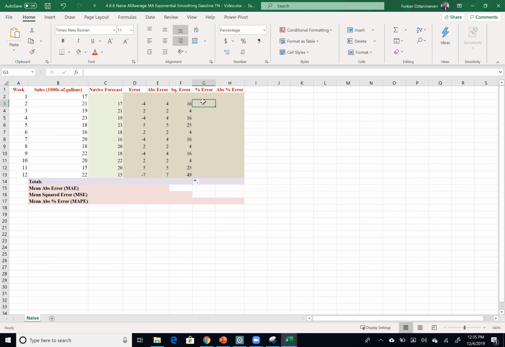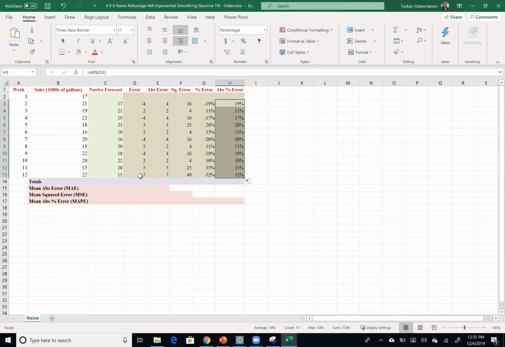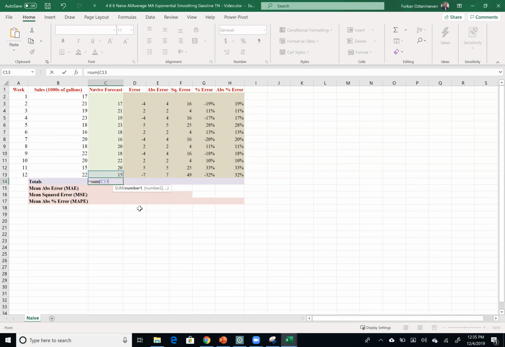And I can calculate my percent error, basically my error, -4 divided by sales, real sales. And you can see that I'm underestimating the reality by 19%. So I can drag it down. And I can calculate the absolute value with the ABS function again, which will convert negative numbers into positive numbers. Beautiful. Now I can calculate my totals, using the sum function in Excel.